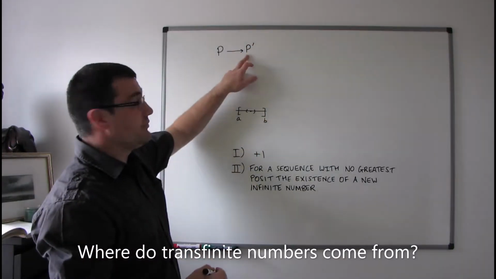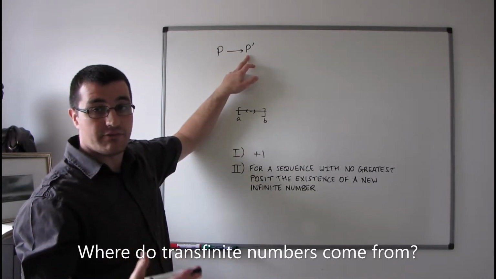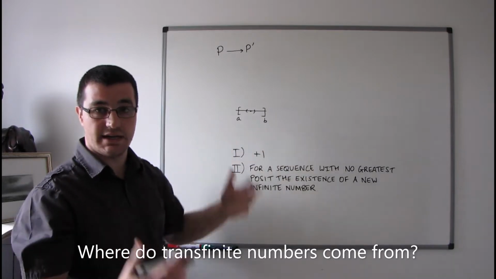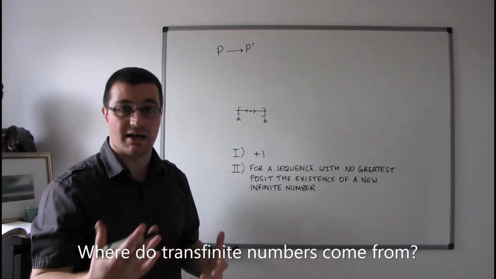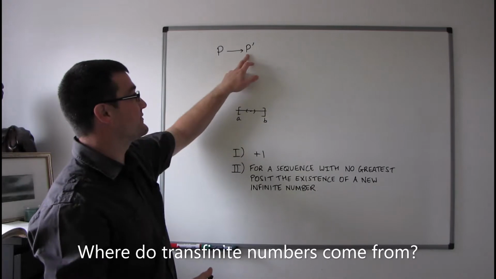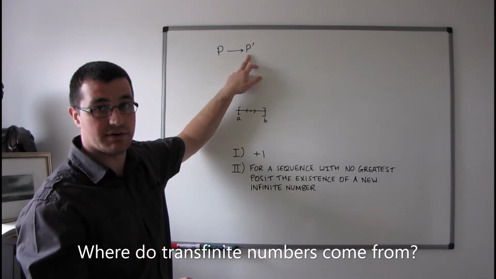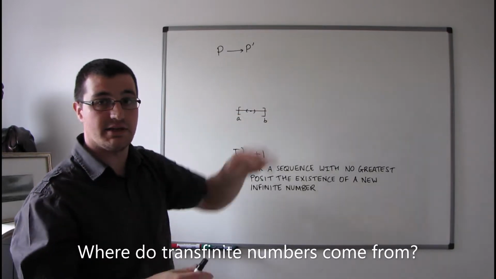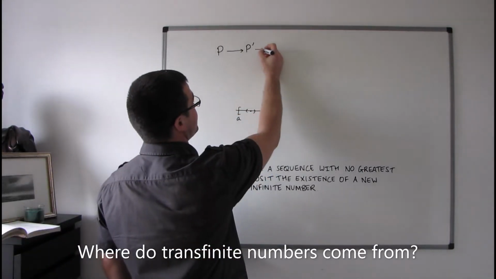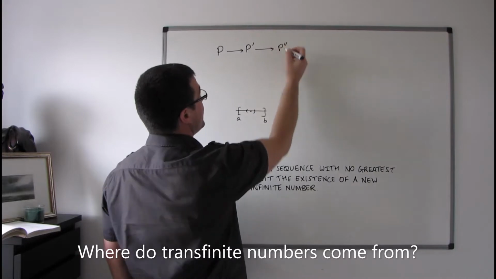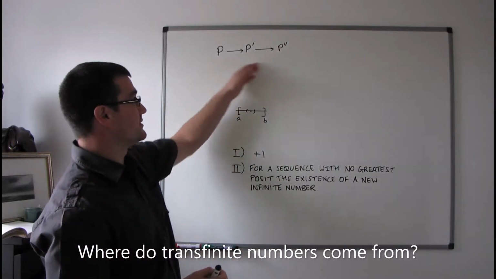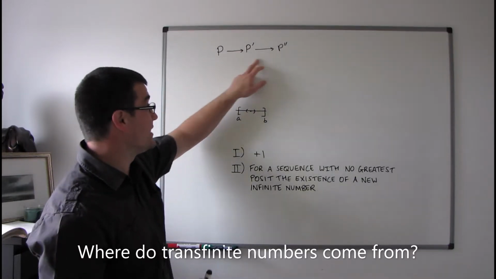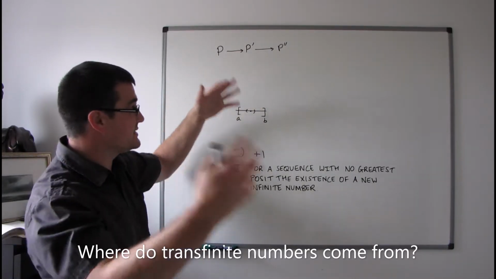But P primed itself is just an aggregate of real numbers, again from the finite interval (a, b). So it itself may have limit points. If it's finite, then it won't have any limit points. If it's infinite, then it will. So we can continue this process. We can go on to find the second derived aggregate. These are called derived aggregates: the derived aggregate of P, the derived aggregate of the derived aggregate of P, etc.